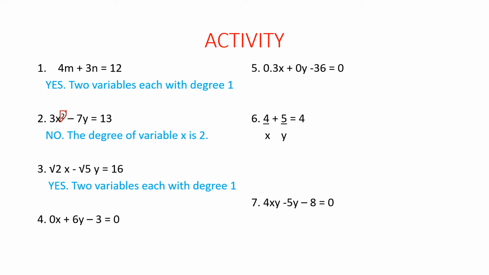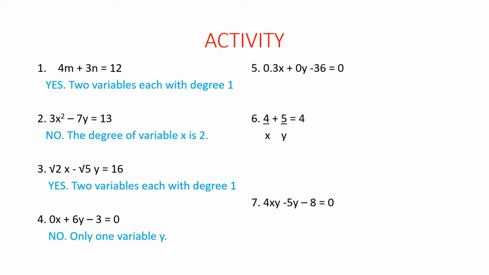Now let us have a look at the next one. In the next question, we have 0x plus xy minus 3. Here we have x and y as variables, not a problem. Also their degrees are 1, but just have a look at the coefficient. The coefficient of x is 0, which is not allowed. Hence we say that no, this is not a linear equation in 2 variables, because we will be left with only 1 variable.